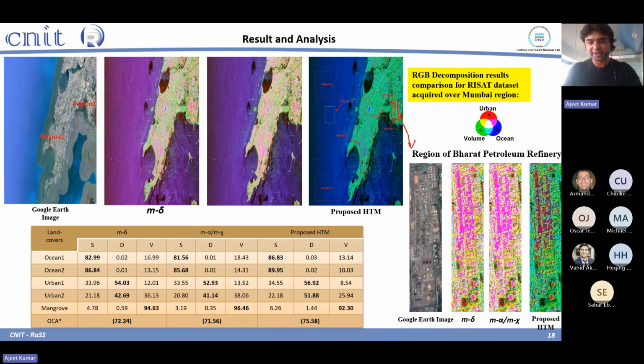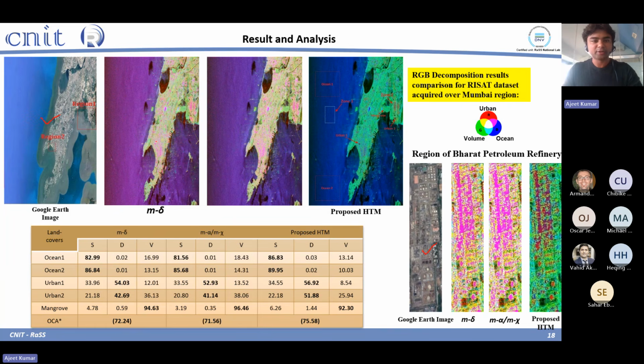That's one of the refineries, Bharat Petroleum Refinery, which does the oil cleaning. And you can see oil wells here, like this one and this one. And this is the optical image. This is the optical image again.